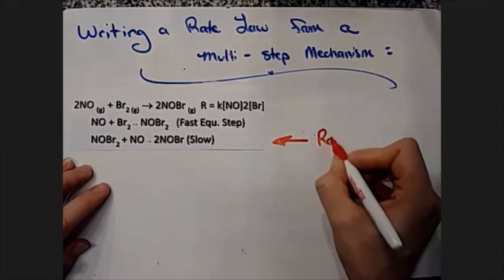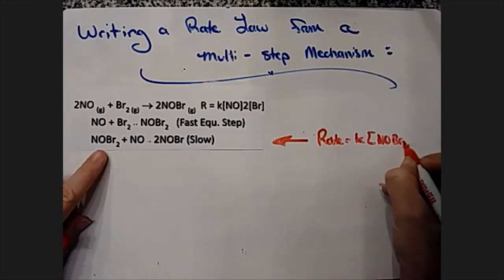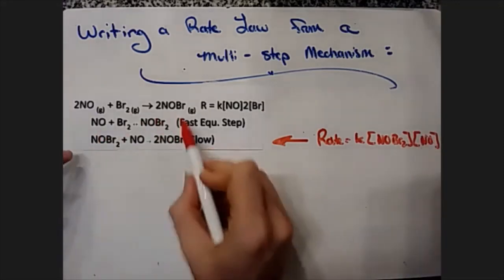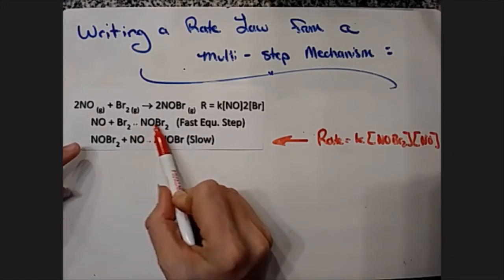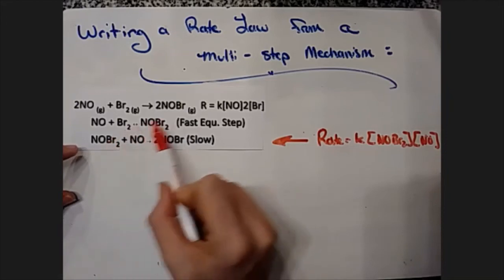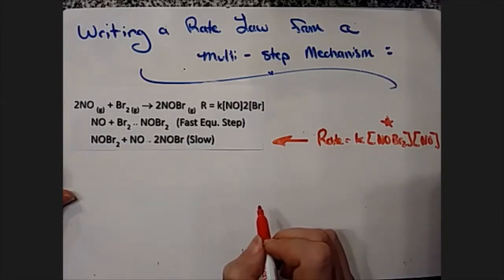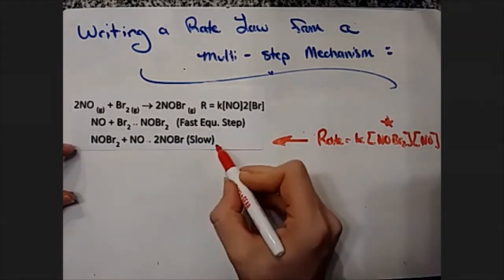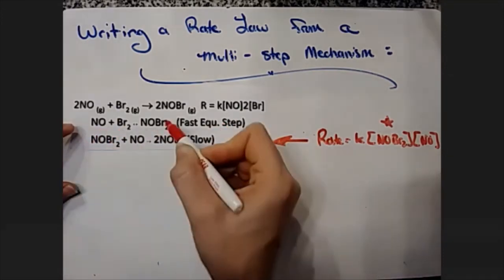So let's do that. Rate equals K times the concentration of NOBr2 times NO. Now what I want to do is just examine to make sure I didn't have any intermediates in there. And unfortunately I do. NOBr2 is made in this first step and then consumed in the second step. That's the definition of an intermediate. So I am not allowed to have NOBr2 on the inside of my rate law. I'll need to substitute that out. So let's work up one extra step. This is my fast equilibrium step. This is where the rate forward equals the rate reverse.